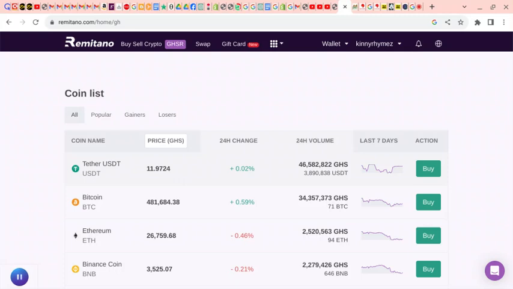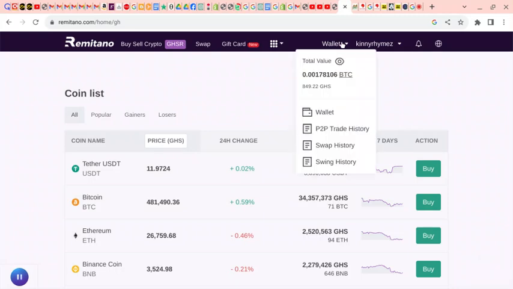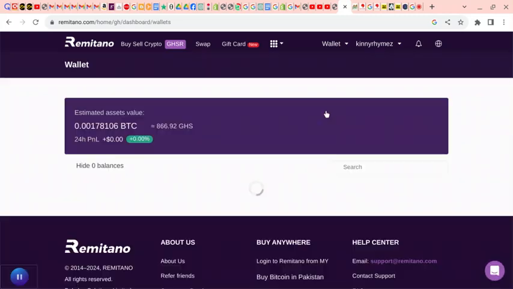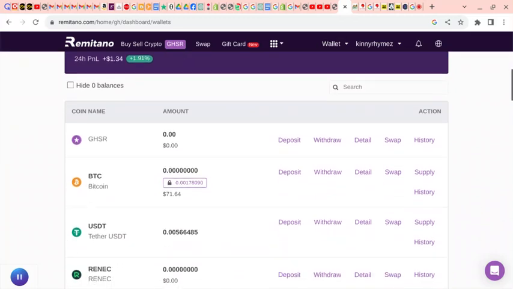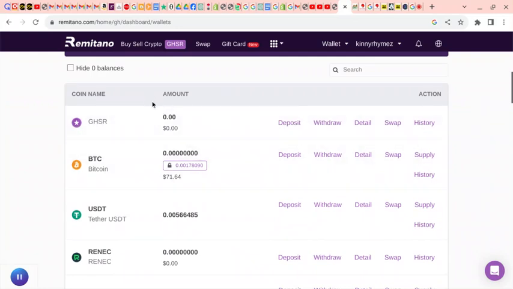Yeah. So when you come to Remitano, we have P2P, but right now I'm not showing the P2P way. I want to show you the coin list and how you can buy it at a lower rate. So this is how you do it. First of all, if you are in Ghana, or any country you find yourself in, when you open your Remitano account, you see that the first coin is your currency. Your first coin is your currency.